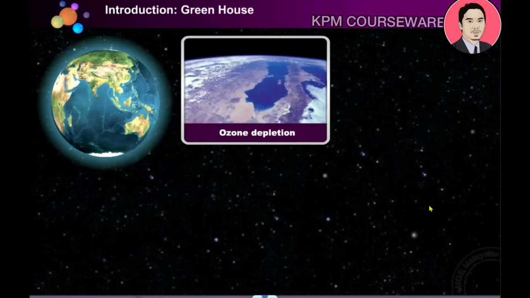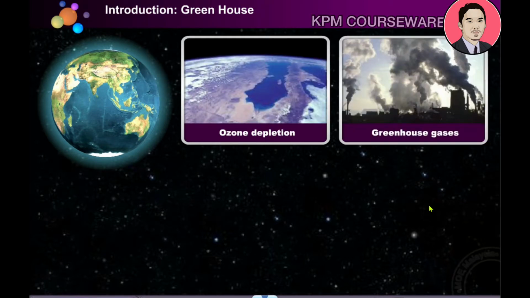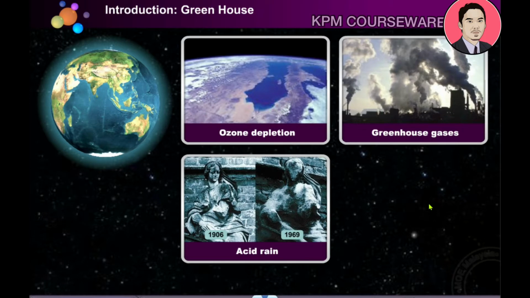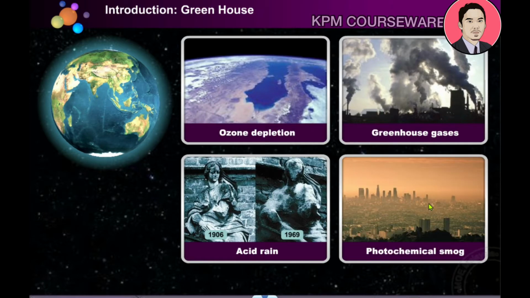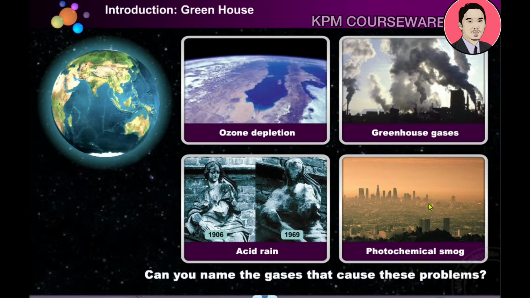Ozone depletion, greenhouse gases, acid rain, and photochemical smog are caused by excess of certain gases in the atmosphere due to human activities. Can you name the gases that cause these problems? Can these gases be identified? How?